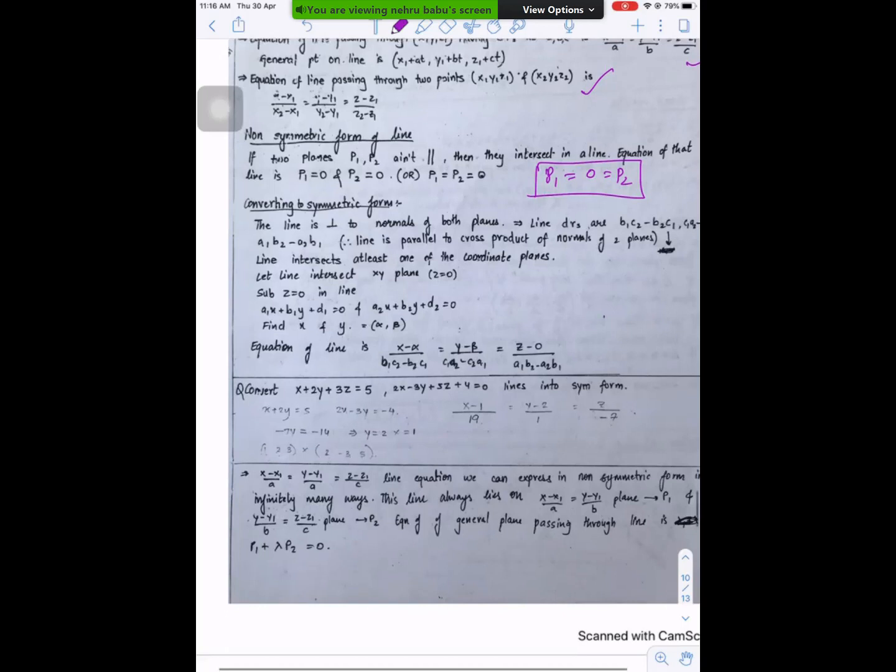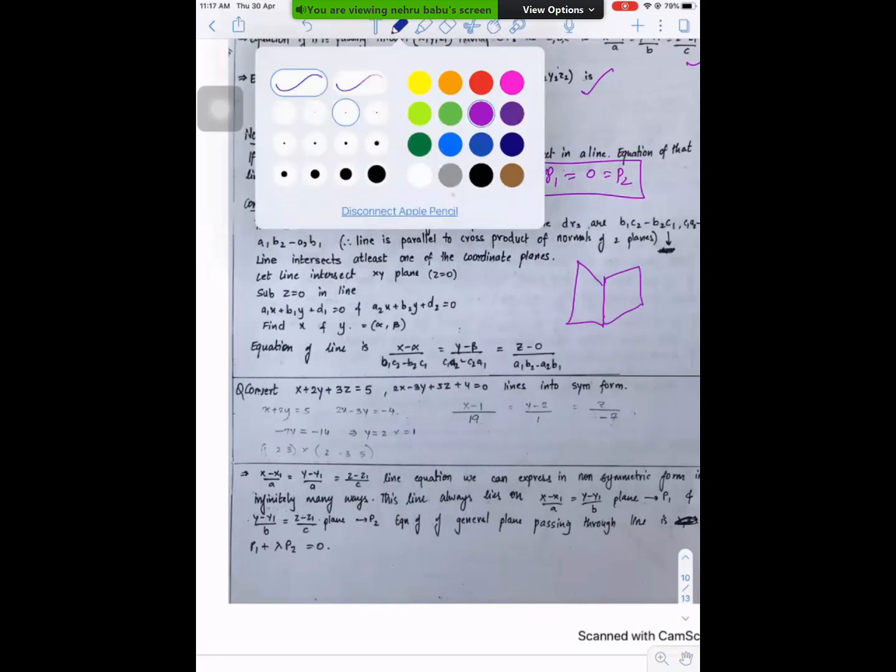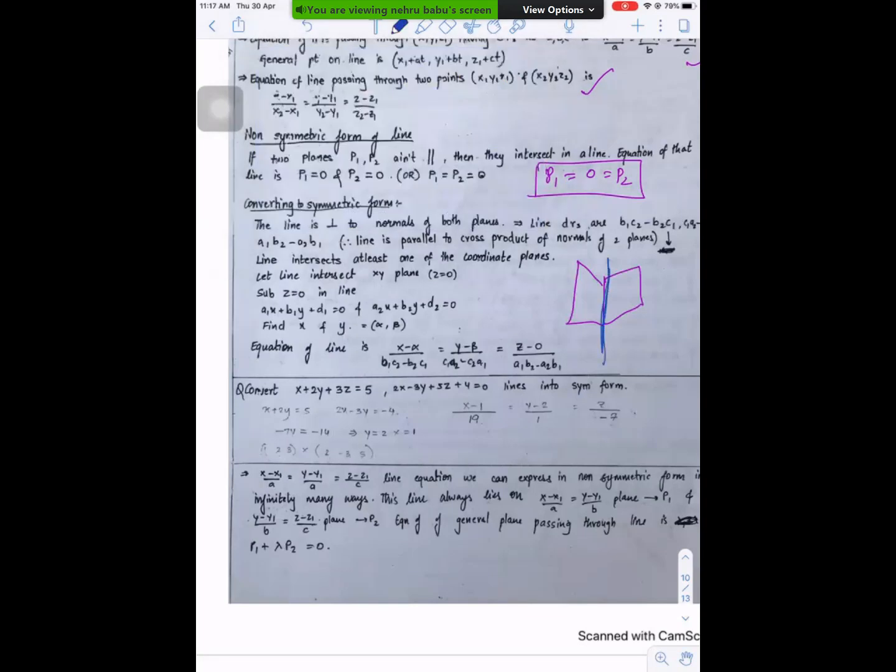So if you assume this is our line, this is P1 = 0, this is P2 = 0. By taking z = 0, we got this point's coordinates. And here, by taking the cross product of (a1, b1, c1) and (a2, b2, c2), because the required line is perpendicular to the normal of P1 and the normal of P2, our line is parallel to that P1 cross P2.